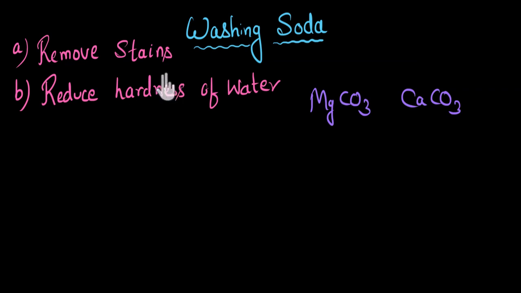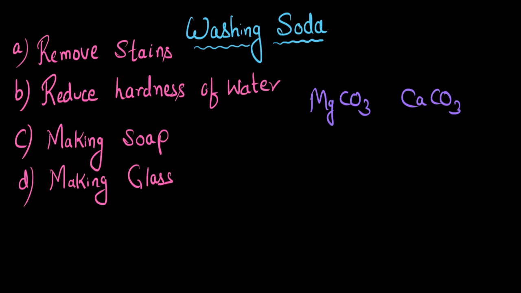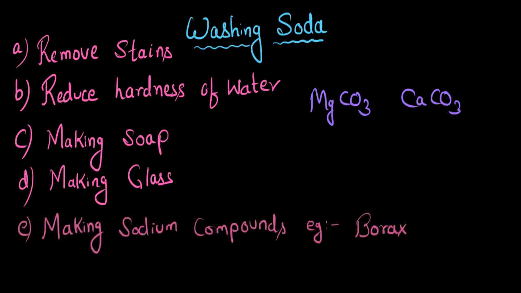Because of these reasons, washing soda is a common ingredient for making washing soaps. Apart from these, washing soda is also used to make glass. It can be mixed with silica and some other compounds to make soft glass. And also, since washing soda has sodium in it, it can be used as an ingredient to make some sodium compounds. For example, borax. Borax is also used for cleaning things, and it can also be used to kill some insects like ants. So these are the uses of washing soda.